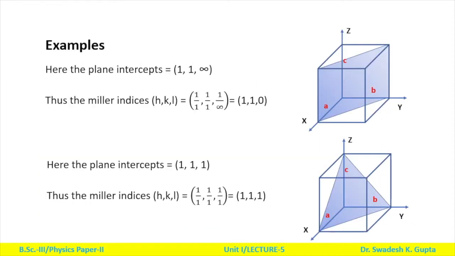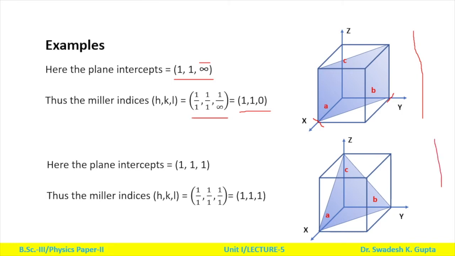Here are some examples. For the first one, the intercept of the plane on the XYZ axes is 1, 1 and infinite. You can see here the intercept on the x-axis is 1, on y it is 1, and on z it does not have any intercept, so we have infinite. Now if we invert these numbers, we will get 1, 1, 0, which is the Miller indices of this plane.